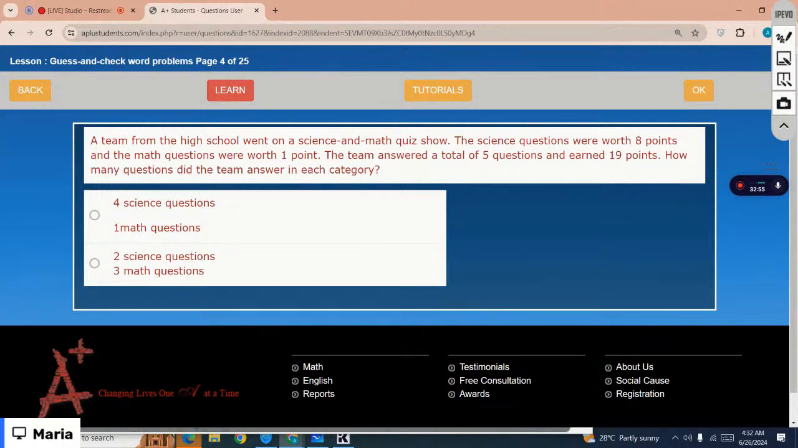The correct option is option number 2. There are 2 science questions and 3 math questions. Option number 2 is the correct option.